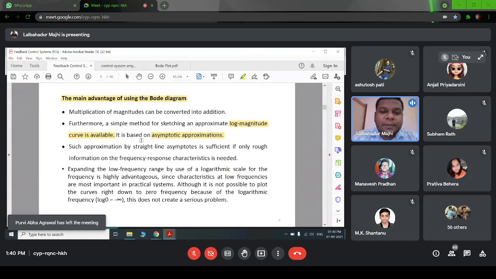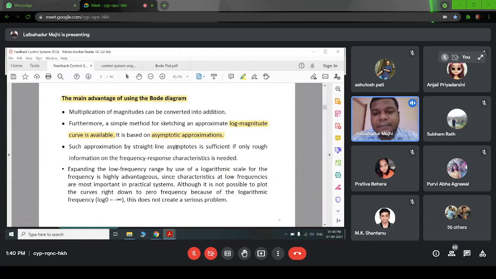Just like in our root locus, where we draw the asymptotes first, the Bode plot is based on the asymptotic approximation. We don't have to draw the exact curve. By drawing these asymptotes, we can approximate the system stability. Such approximation by straight line asymptotes is sufficient if only rough information on the frequency response characteristics is needed.